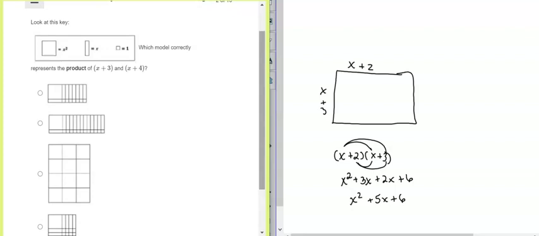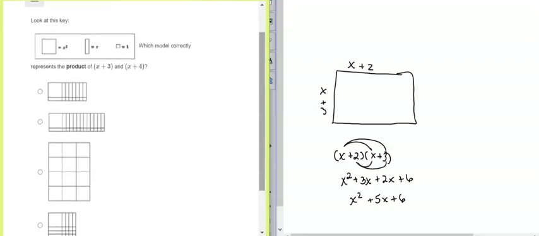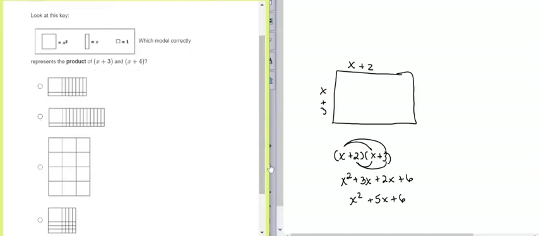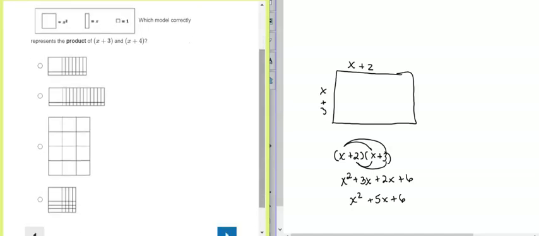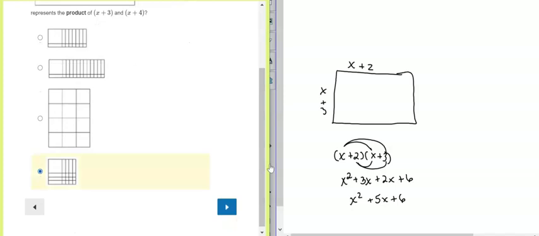Alright, this one says, what is the product of x plus 3 and x plus 4? So product is multiplication, so this also looks like a little area problem. So the first one I'm going to look for, one side is x, which is a big block right here, plus 3, and then x plus 4, right here. x plus 3 times x plus 4. Think about it as an area, okay? That's it.